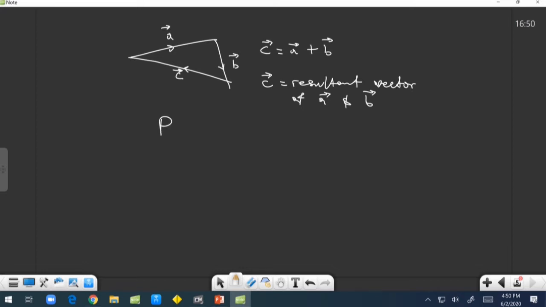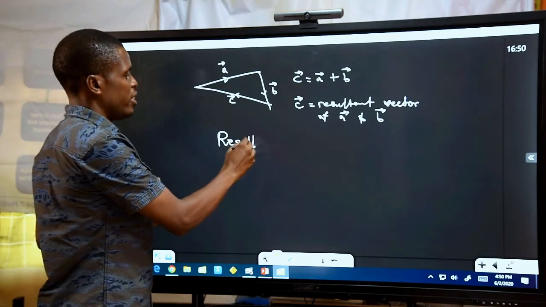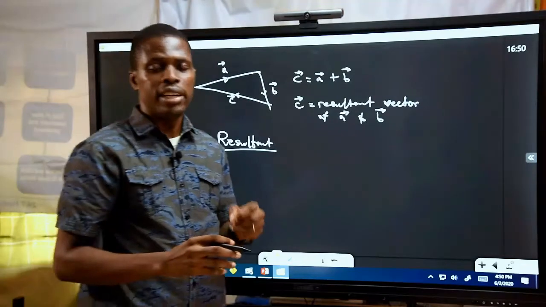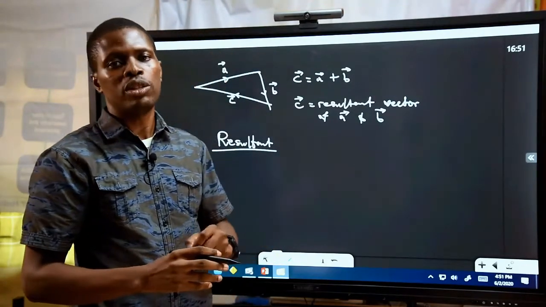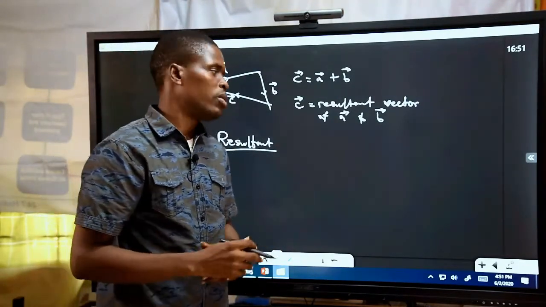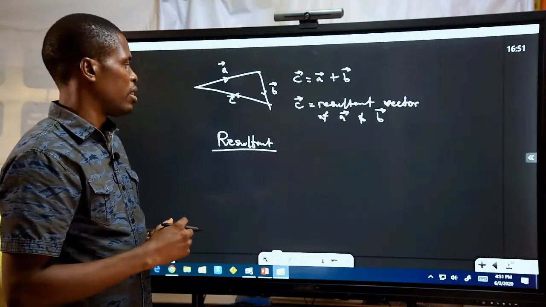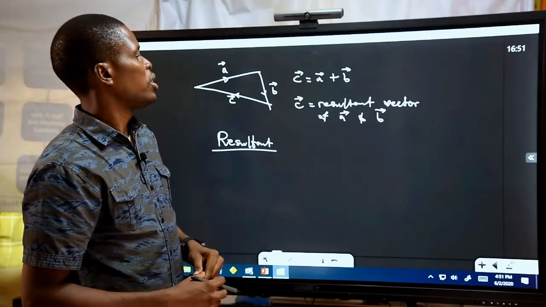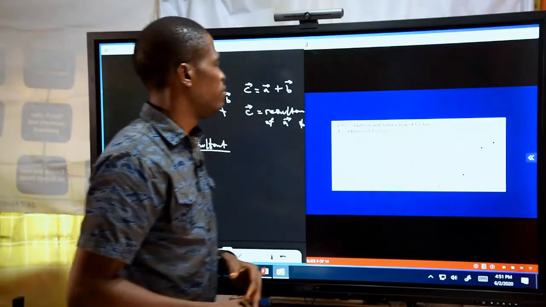The term resultant of a vector is the combination of two or more vectors in magnitude and direction to give a single vector that has magnitude and direction. In subsequent times, we are going to look at resultant vector with respect to what we call the parallelogram law of vectors, and we'll see how to apply it in solving vector problems.